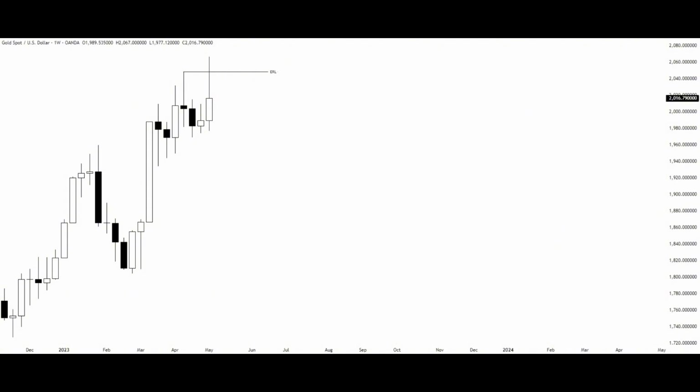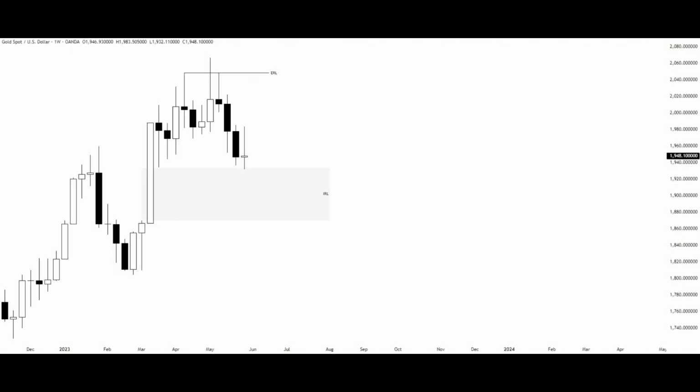Now, looking at another example right here, you can see that on the weekly time frame, gold took out this ERL, this external range liquidity, and now the most likely scenario for price is to retrace back lower to fill IRL, internal range liquidity, before it continues higher or does anything further. And what you can see right here is that we've got this FVG, this internal range liquidity in the form of this weekly fair value gap.